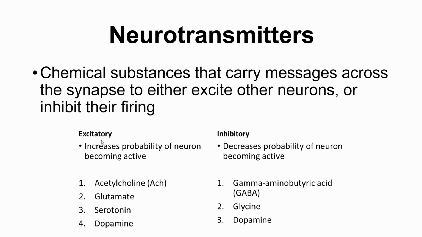So just another way of saying it, excitatory neurotransmitters increase the probability of a neuron becoming active or firing, and inhibitory neurotransmitters decrease the probability of a neuron becoming active. And these are just a couple of examples of some well-known excitatory and inhibitory neurotransmitters. I will point out that dopamine can do both, which is just lovely and confusing. But depending on what kind of site these neurotransmitters bind to, they can create different effects.